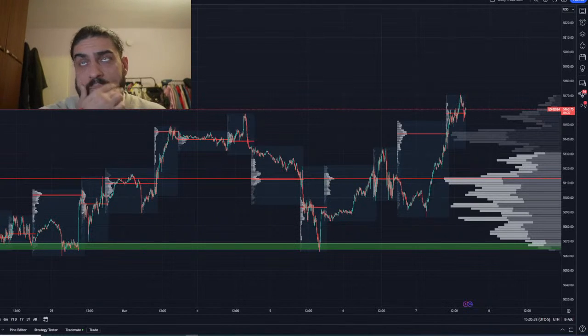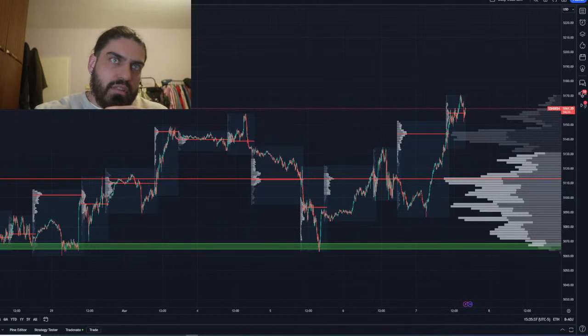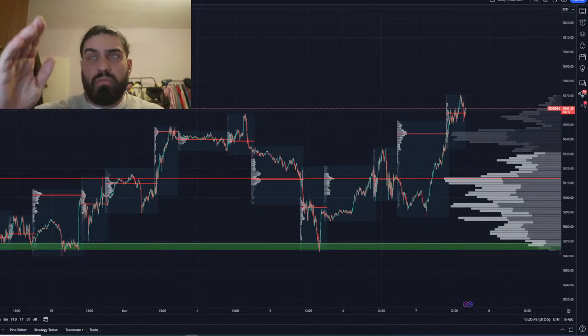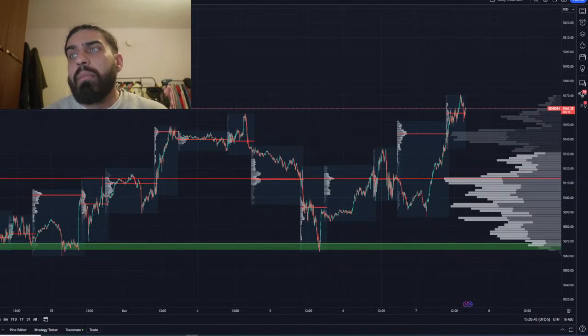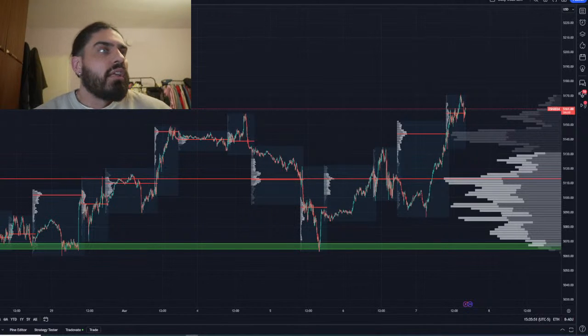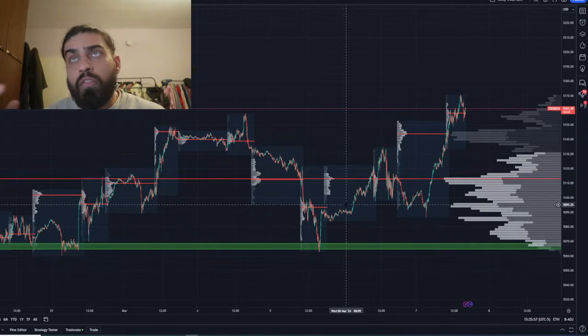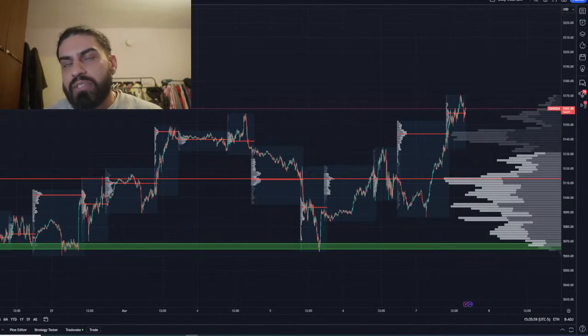Fair value gaps. By definition, this is what I found: an area where you have an expansionary move that occurs in price at a specific time frame of your general choosing. This is an issue because if I'm trading on a 5 minute, 10 minute, or hourly, they're going to be different concepts, realistically, these quote unquote fair value gaps. Based on the time frame, it's going to be different.